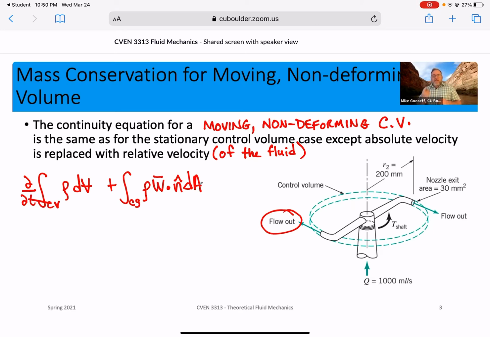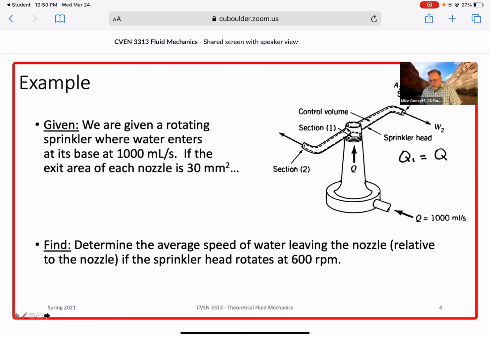There's some mass coming up from the bottom stem into the middle of the vertical part of this sprinkler, and then we have water going out the two arms of the sprinkler. All right. So here's what this example looks like. Let's just take a look at this.